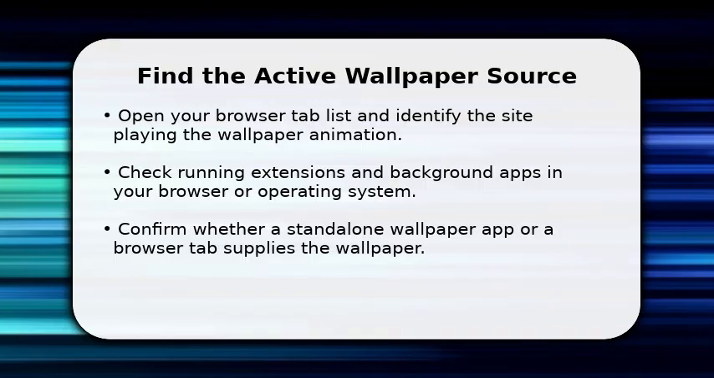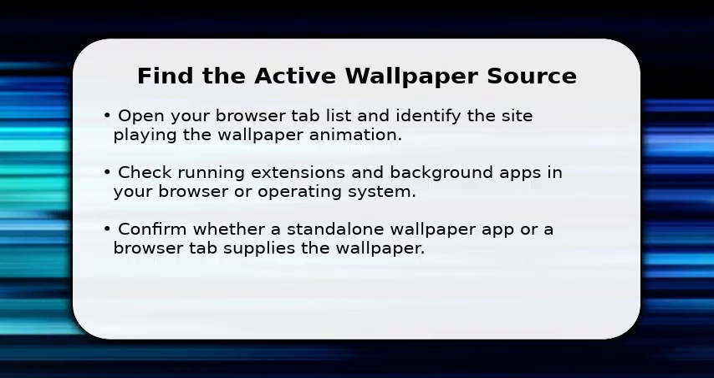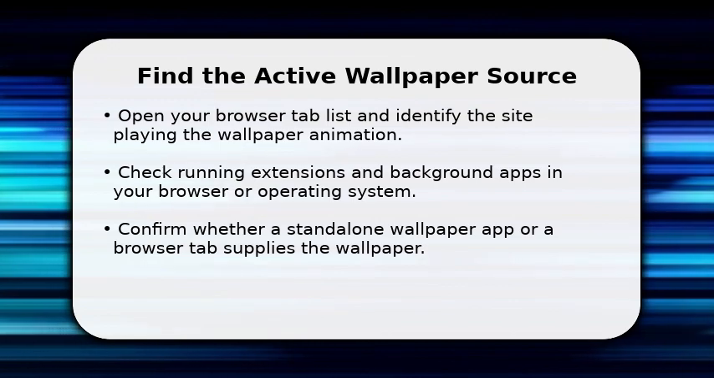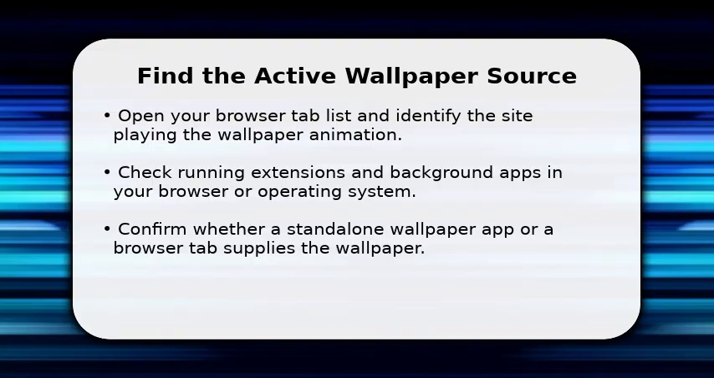Open the Extension Settings menu and scan for wallpaper or theme names listed. Confirm whether a standalone wallpaper app or a browser tab supplies the wallpaper. If unsure, open Task Manager or Activity Monitor to locate high CPU processes. Make note of the exact app or tab name before proceeding to closure steps.